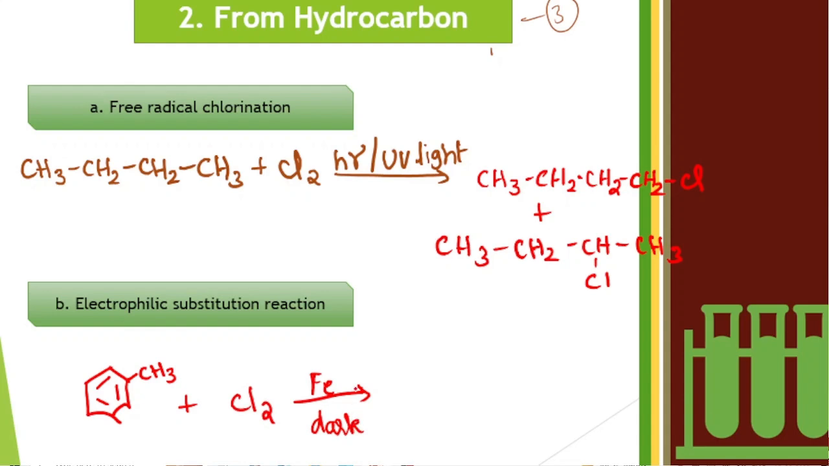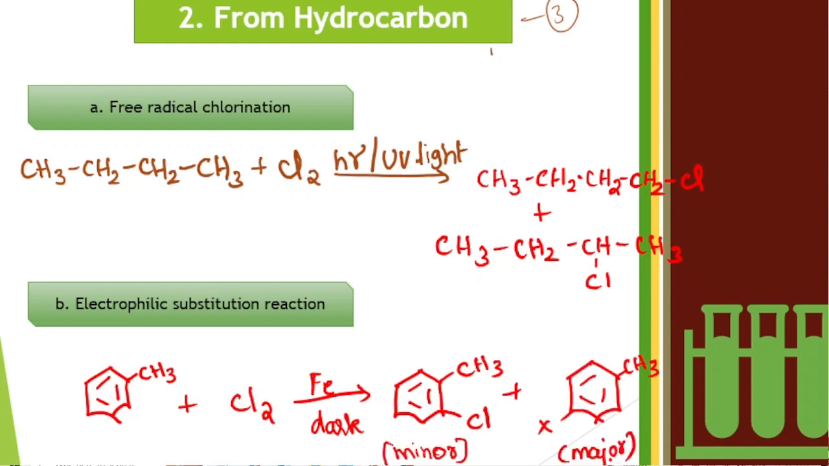You are going to get the benzene ring with CH3 and one Cl attached here. If the Cl is attached here, this is the minor product. Plus, you may also get the benzene ring with CH3 and X attached at the other position. This will be your major product. Clear? Next, moving on to Sandmeyer's reaction.